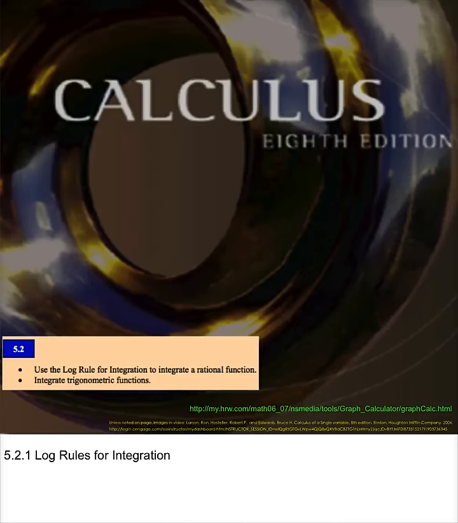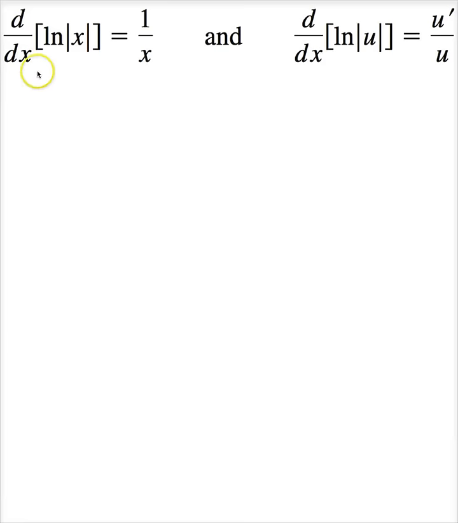Now let's look at the log rules for integration. You remember the derivative with respect to x of log of the absolute value of x is 1 over x. And the derivative with respect to x of the log of the absolute value of u is u prime over u. And you also remember that derivatives and integrals are inverses of each other.